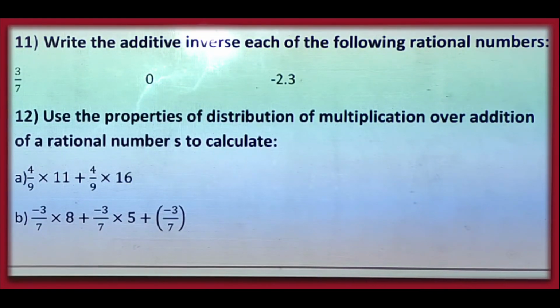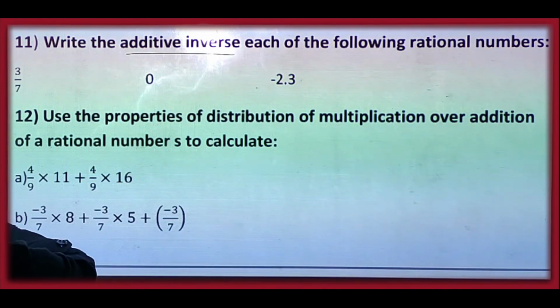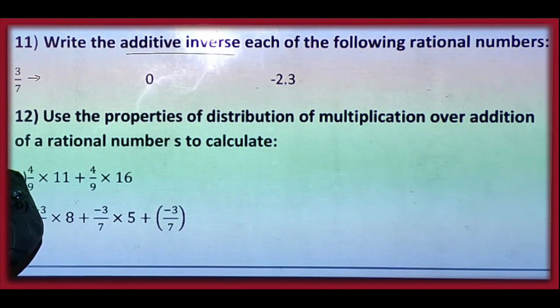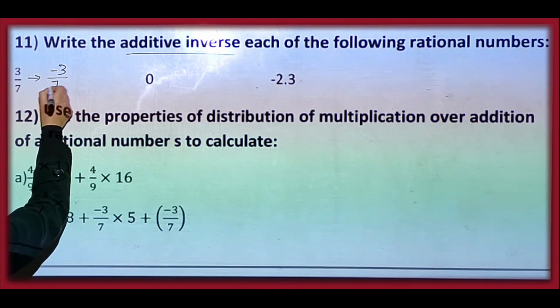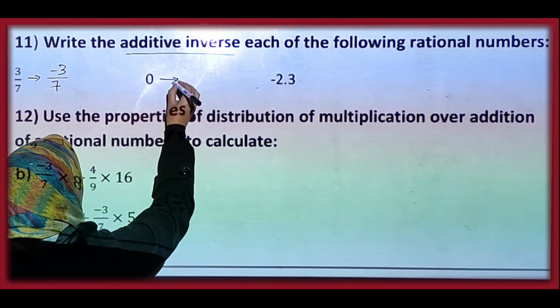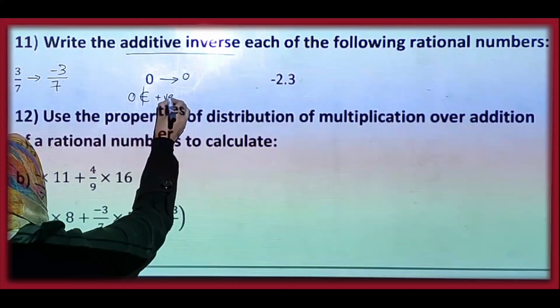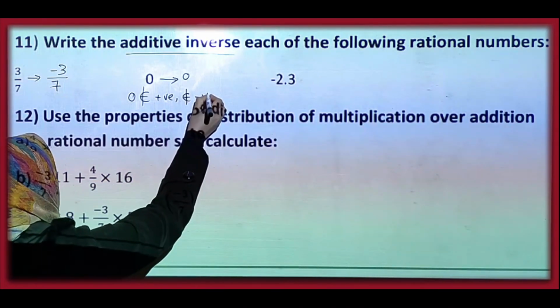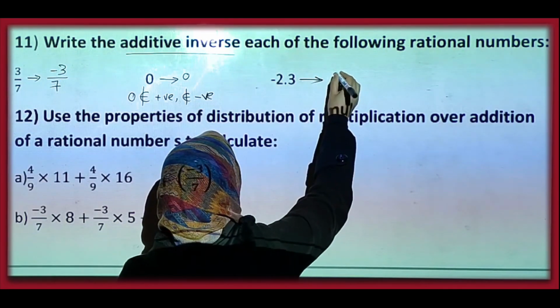Number 11, write the additive inverse of each of the following rational numbers. We said before, to find the additive inverse of any number, we change the sign. The additive inverse of 3/7 equal -3/7. The inverse of 0 equals 0 because 0 does not belong to positive and does not belong to negative numbers. -2.3, its additive inverse is 2.3.